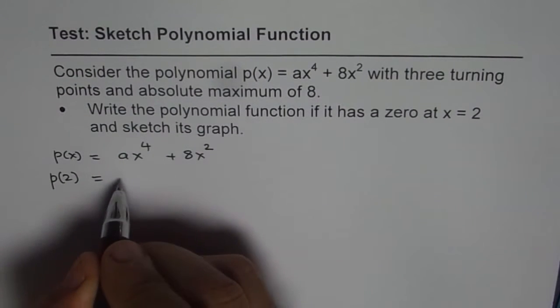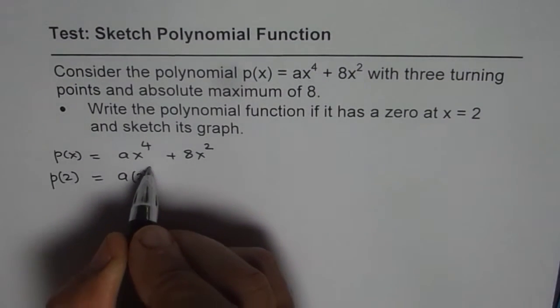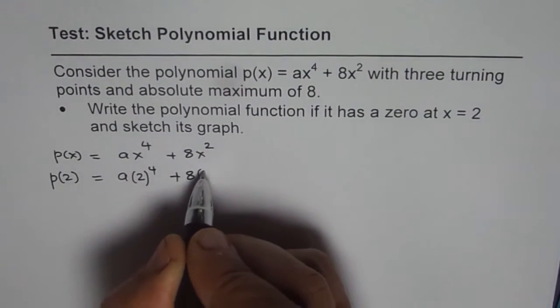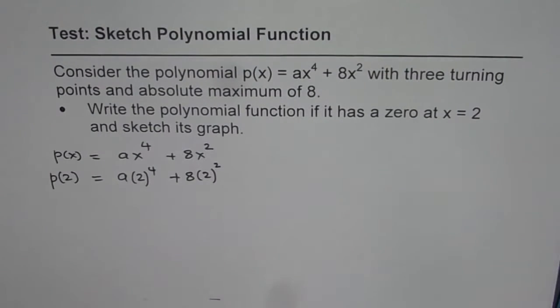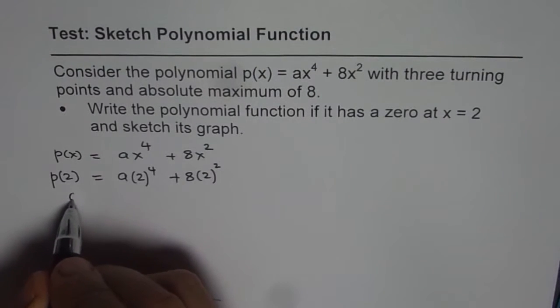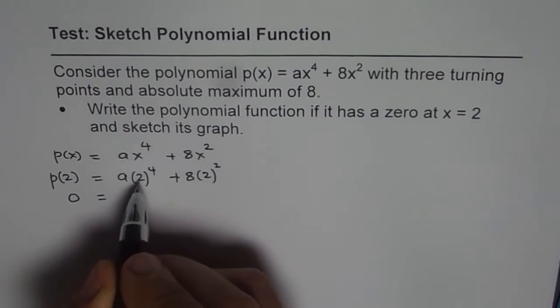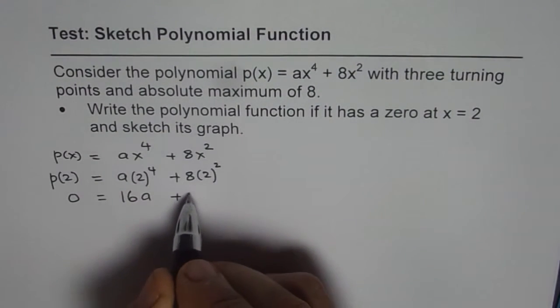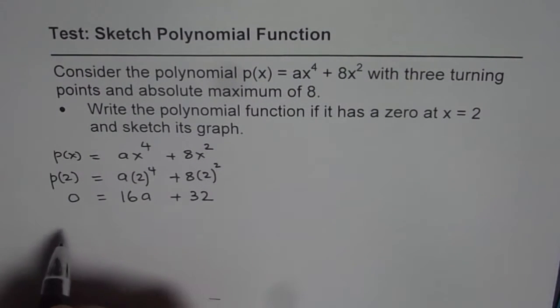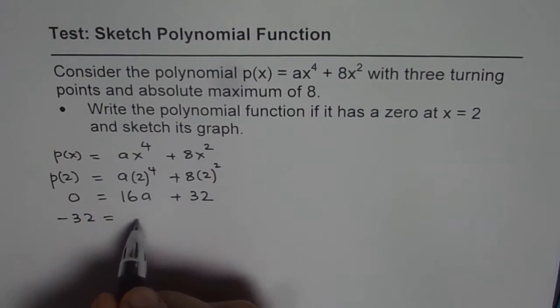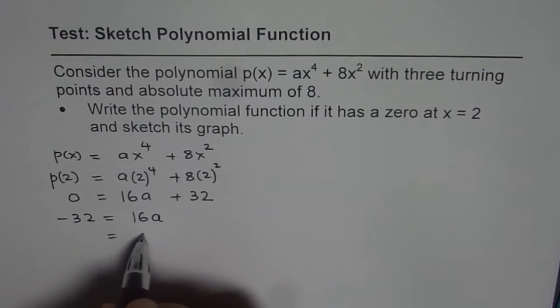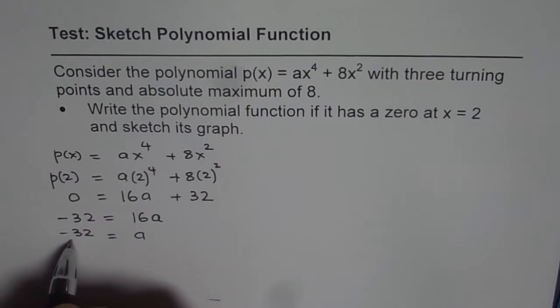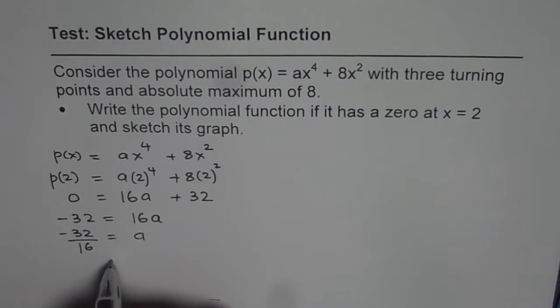So we'll substitute 2 for x. So we get a times 2 to the power of 4 plus 8 times 2 to the power of 2. That helps to solve the leading coefficient a, correct? So we have p of 2 is 0, which equals 16a plus 2 squared is 4, 4 times 8 is 32. Let's solve for a now. Minus 32 equals 16a, or a equals minus 32 divided by 16. That gives us the value of a as minus 2.